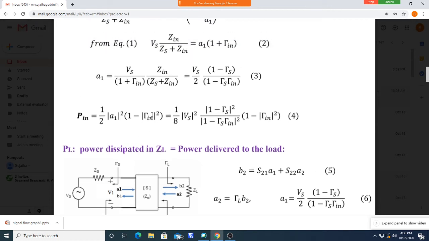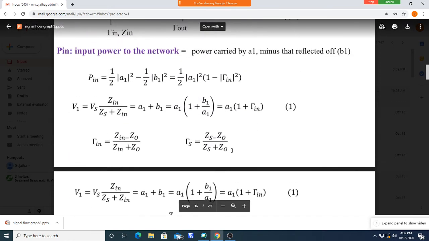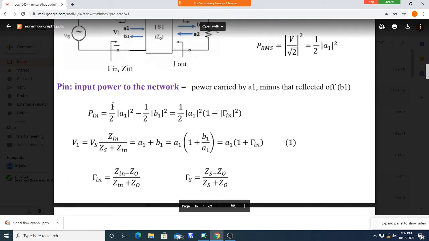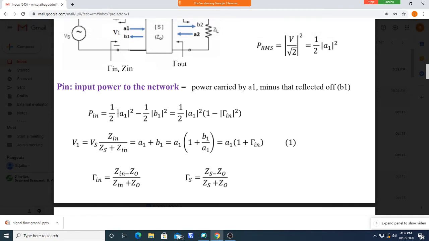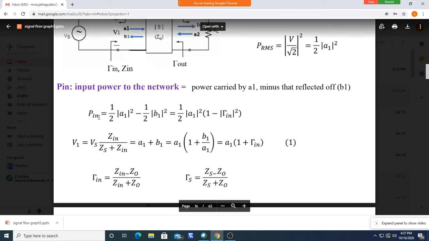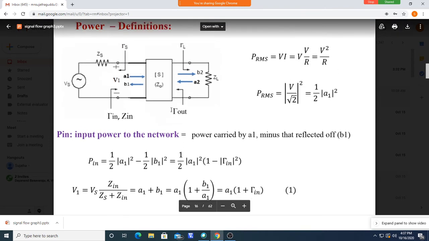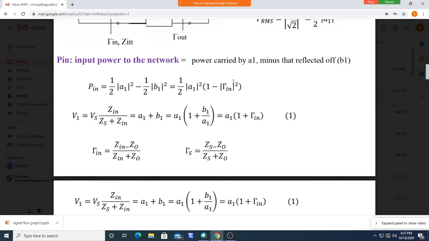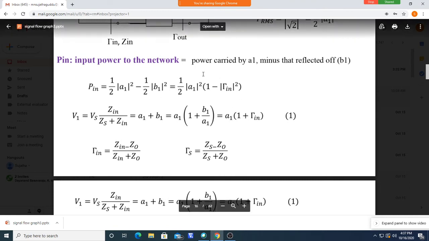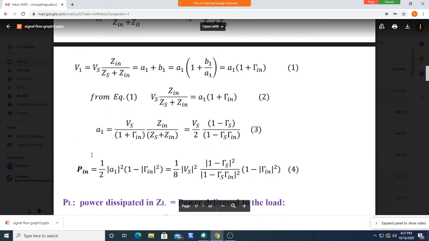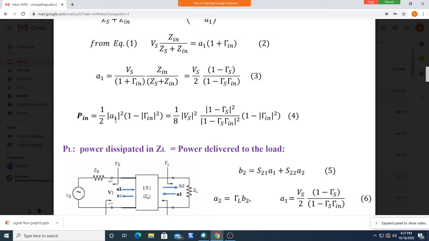Input power is given by the incident power minus the reflected power. You will be getting PIN, that is, the power input to the network. So this is the equation I have taken here. What is PIN? It is half into magnitude of A1 squared times (1 minus magnitude of Γin squared).